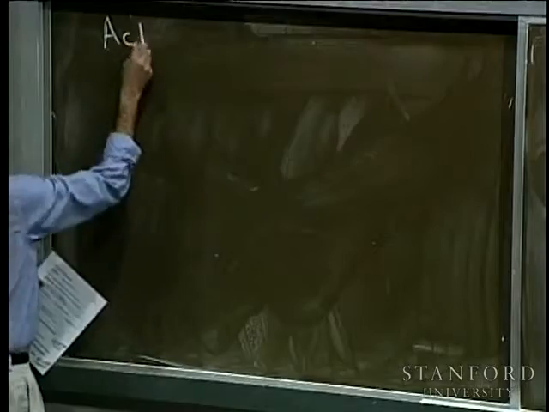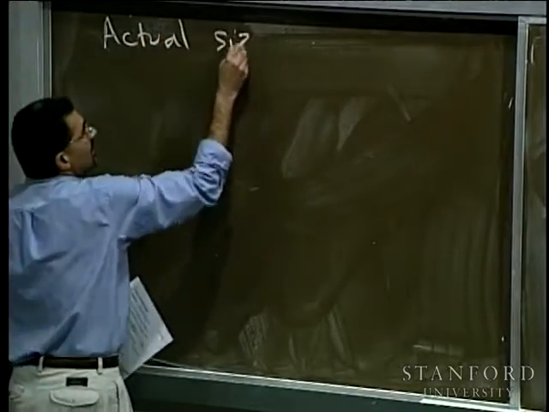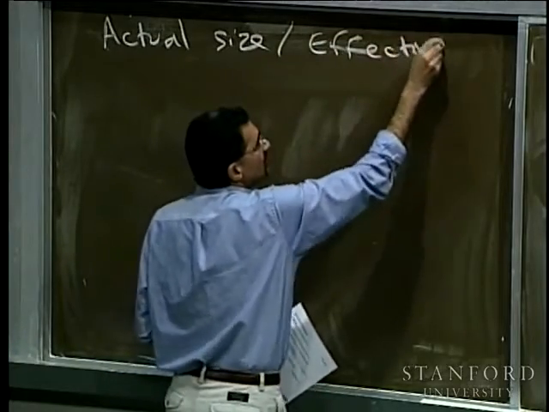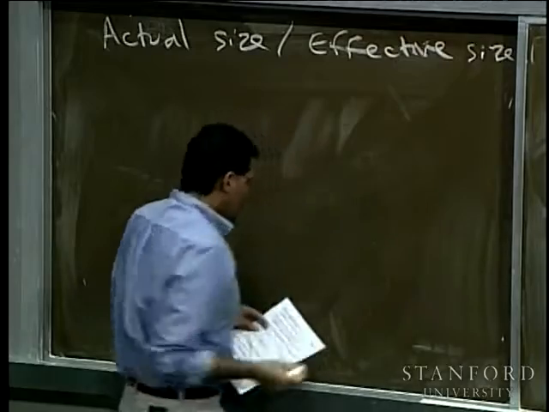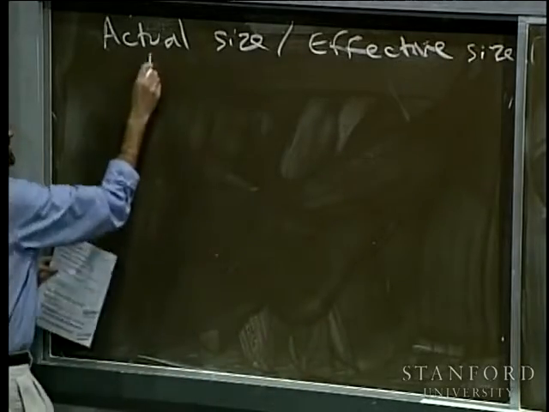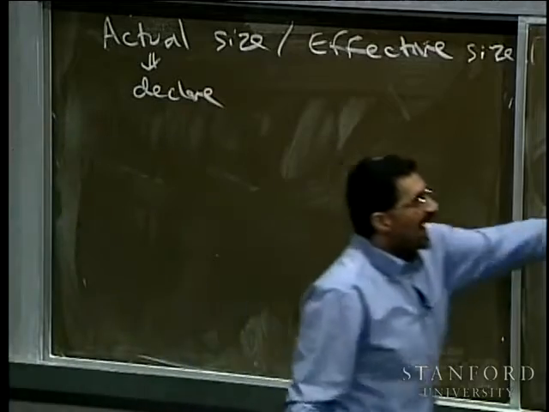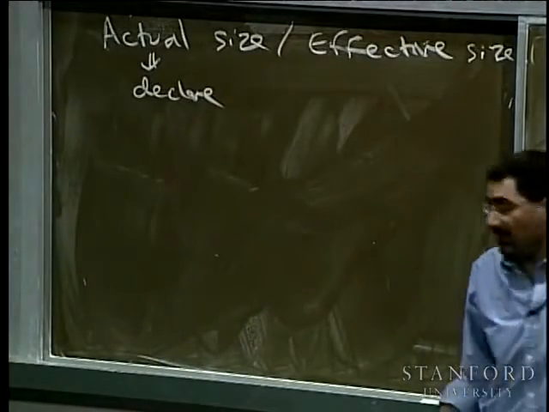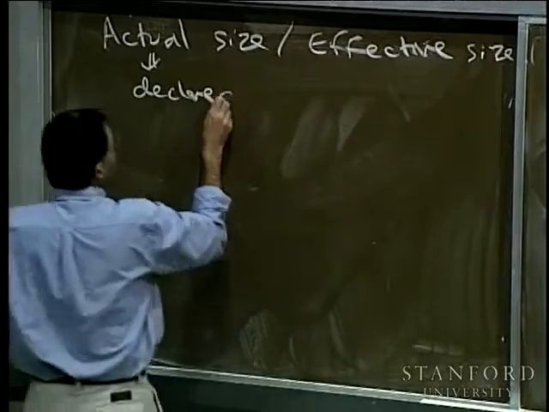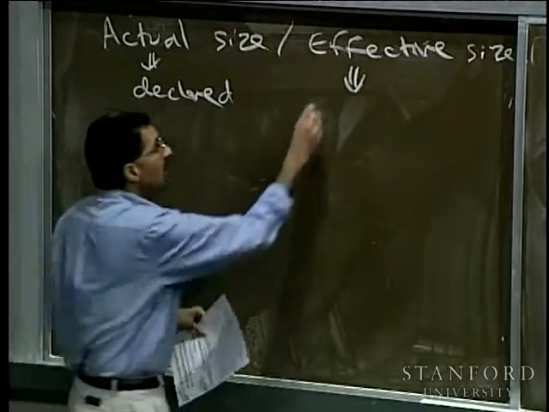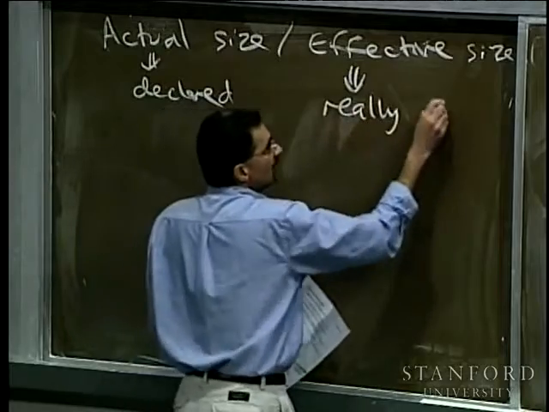There's this notion of the actual size of the array versus what we refer to as the effective size of the array. Okay? The notion of the actual size of the array is how big I've declared the array to be. So when I set up my array here, the actual size is 5. Okay? It's how big it's declared. The effective size is how much of it I'm really using in my program. So the idea is how much are you really using?